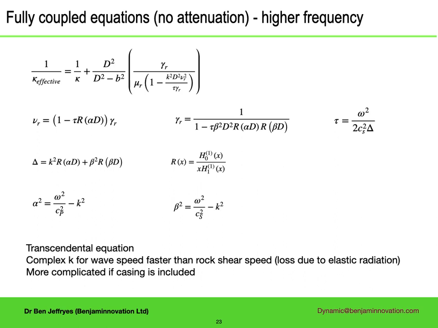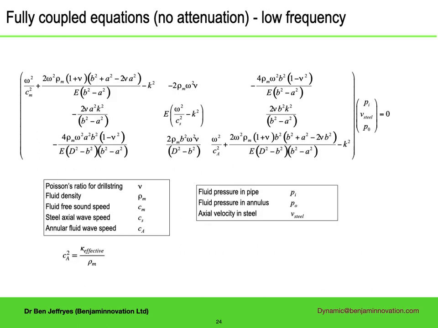Going back to the low frequency approximation for a moment, since the steel waves have a much lower wave number than the fluid waves, it is not a bad approximation to take the limit as the steel axial sound speed tends to infinity, so that the second row of the matrix is now proportional to k squared, and then the axial velocity in the first and third equations can be replaced by the appropriate linear combination of inner and outer pressures.